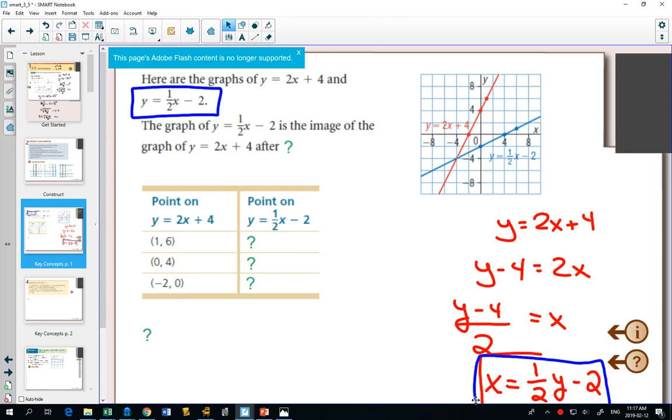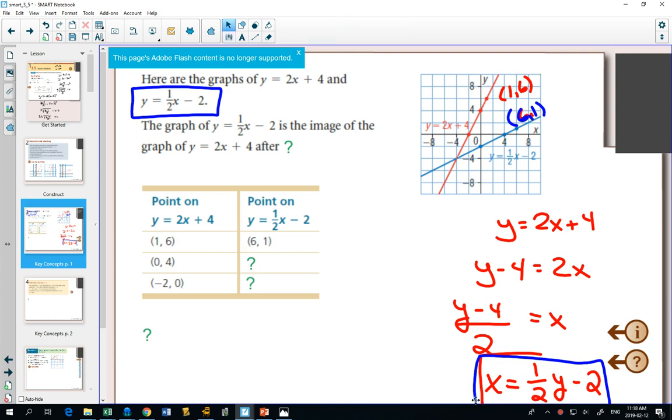What's interesting is that if I have a point on the red equation, for example the point (1, 6), I could label that right here. This means when you plug in 1 for x, you get 6. On the blue equation, when you plug in 6, half of 6 is 3, minus 2, you get 1. So (6, 1).